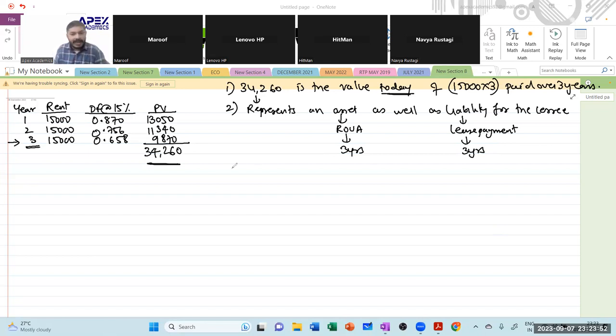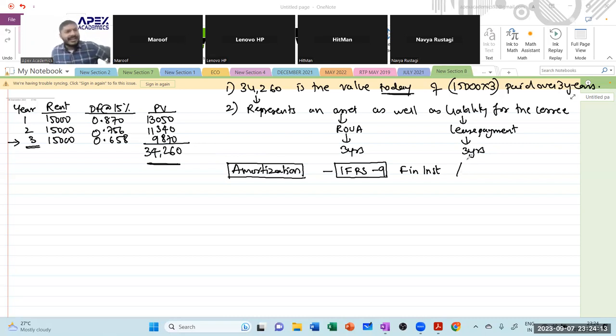You will perform an accounting treatment called amortization. This is laid down in IFRS 9 financial instruments. All those of us working in Indian companies, you will find this in Ind AS 109 financial instruments, which is a twin brother of IFRS 9. Now, please understand and appreciate the fact that this much is payable for you.